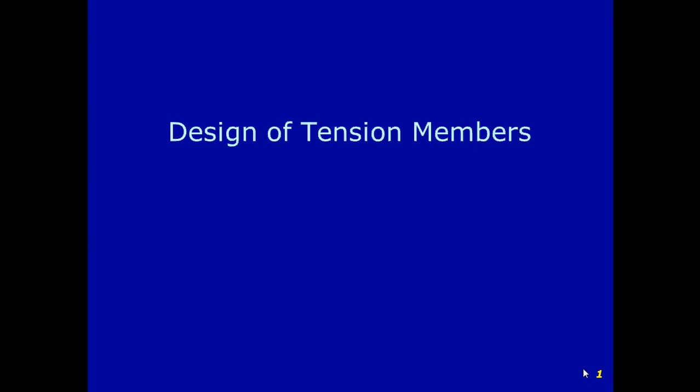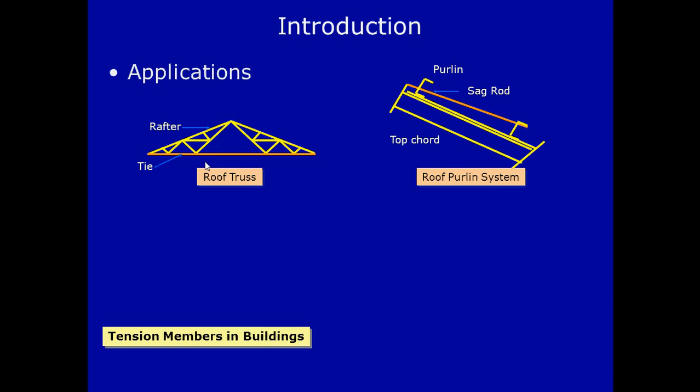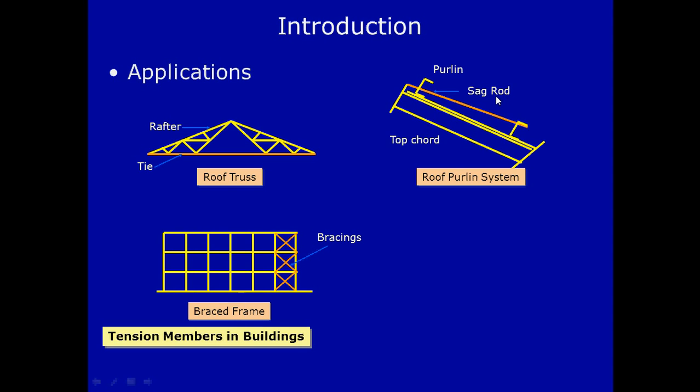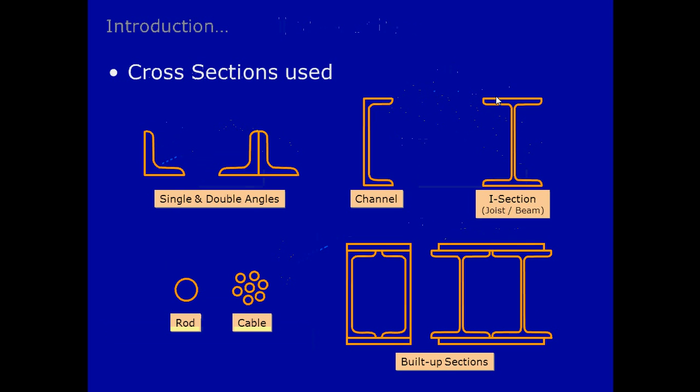Today's topic is design of tension members. Let's first discuss a few applications. The tie member or the bottom chord member in a roof truss is a tension member. In case of top chord members of the trusses, the sag tie or sag rod are tension members. In case of braced frames, the bracings are the tension members, and the same as suspenders in suspended buildings.